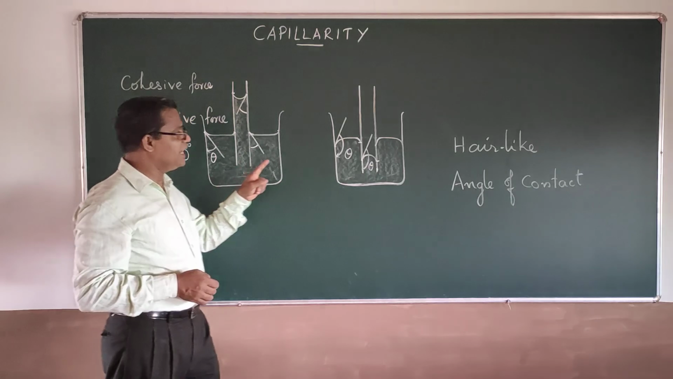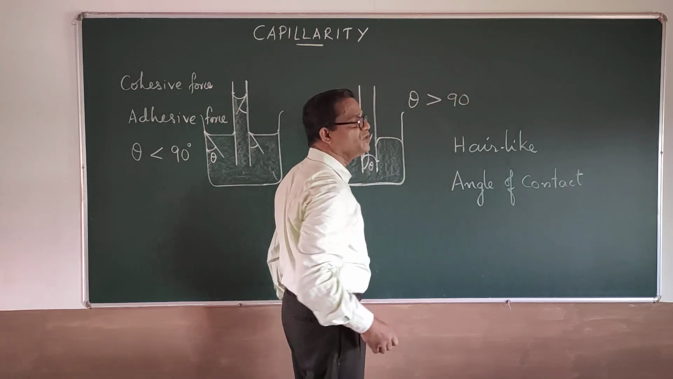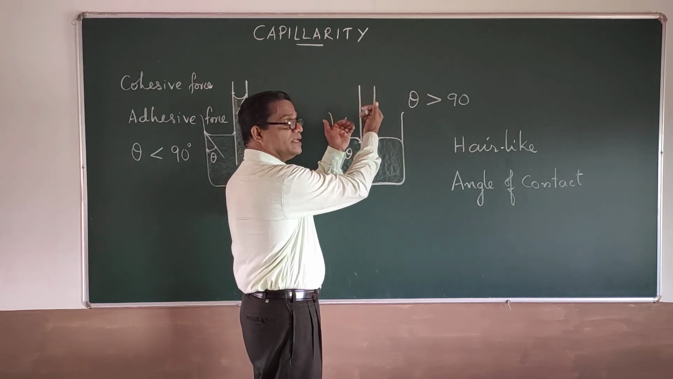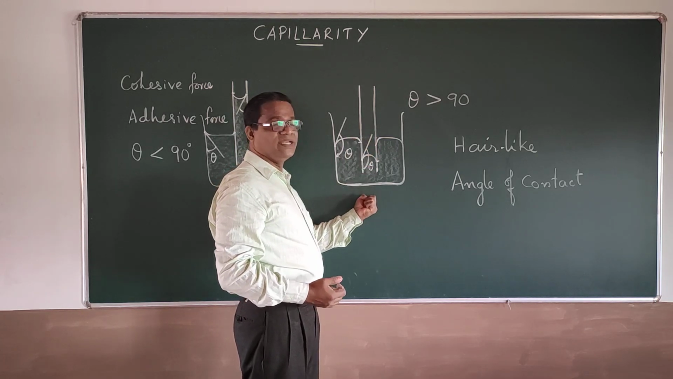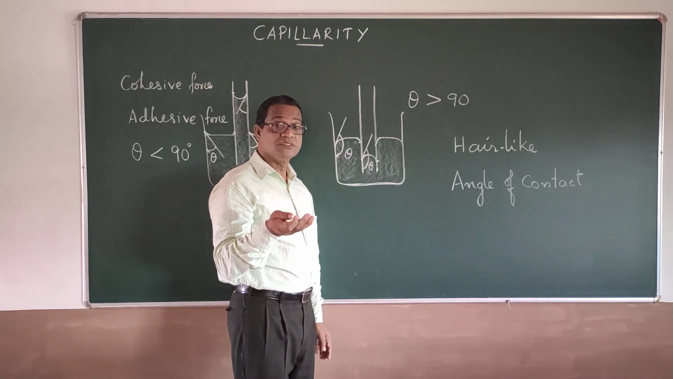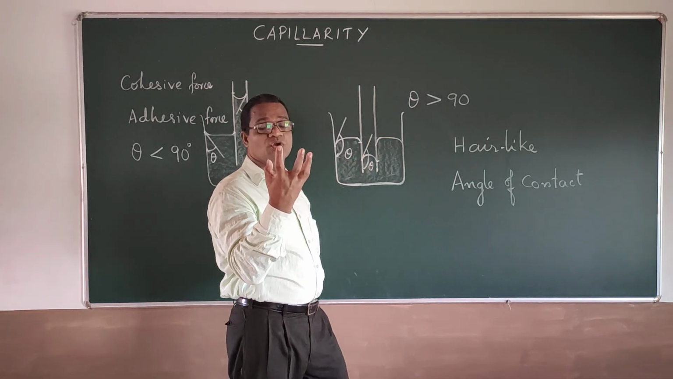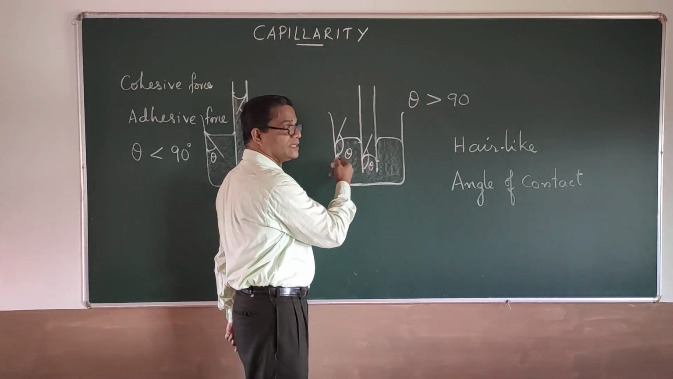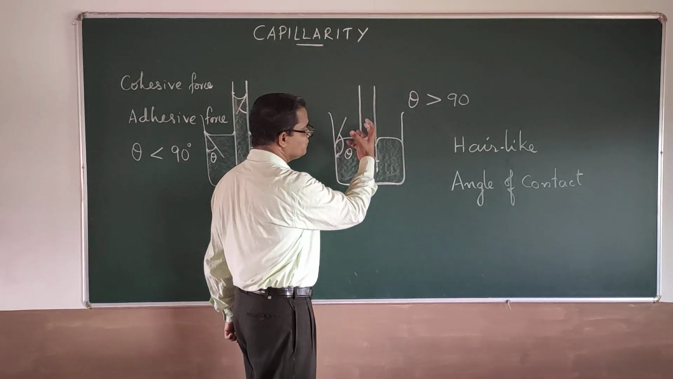But when the angle of contact is greater than 90 degrees, theta greater than 90 degrees, we call it an obtuse angle. You can see the capillary depression, where the liquid inside the tube is going down, getting depressed. In this case, cohesive force is more than the adhesive force. That means the liquid molecules are attracted more to each other than to the molecules of the glass. So the liquid is trying to contract to get minimum surface area, and because of that it is going down.